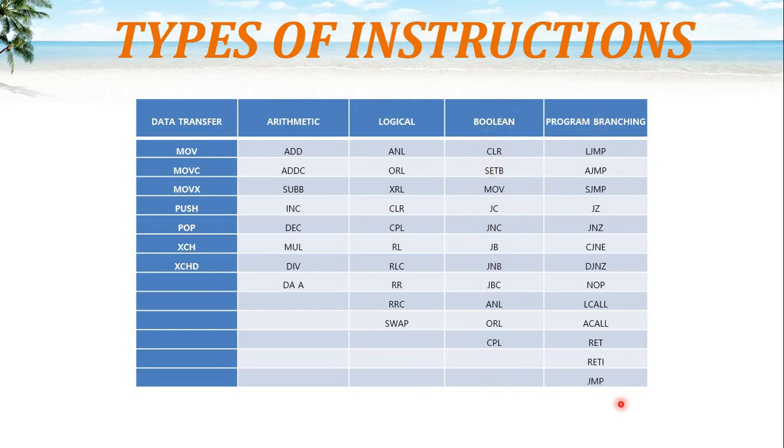Next is the program branching instruction. If I'm going to write a program for ascending or descending order in 8051, some programs will become lengthy if I repeatedly do one operation. So by putting in one loop, I can continuously run that loop until the value I have assigned is reached. That is called program branching instructions. These are the main instructions under these types.